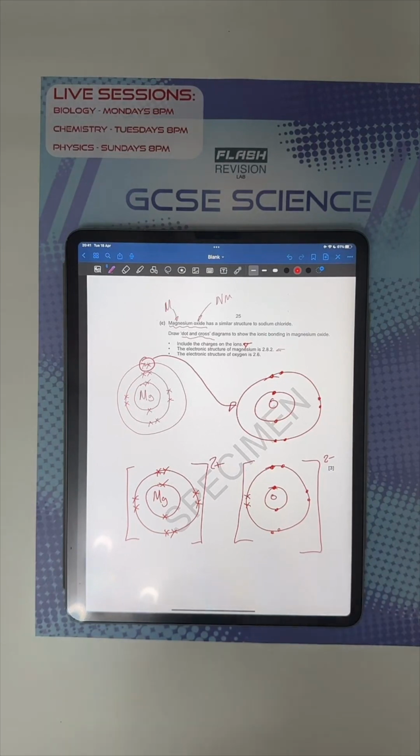What did the 2 brackets mean? They don't really mean anything. It's just to show that it's an ionic bond. You just put square brackets to show it's an ionic bond. They don't really mean anything.